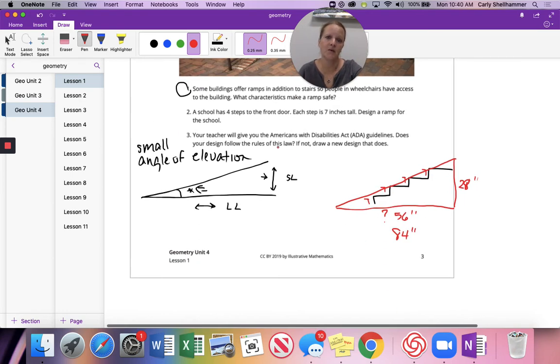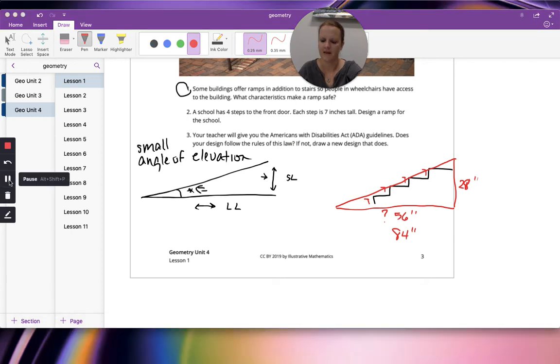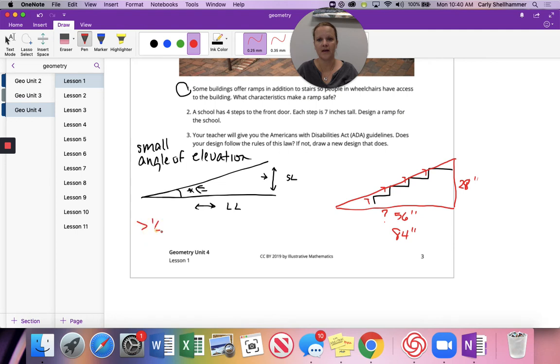Your teacher will give you the Americans with Disabilities Act guidelines. Does your design follow the rules of this law? Okay, hold on. Let me grab it for us. It's right here in this pile of papers. All right, the Americans with Disabilities Act ramp guidelines state that ramps are required for any change in level greater than 1/2 inch. So anything greater than 1/2 inch needs a ramp.